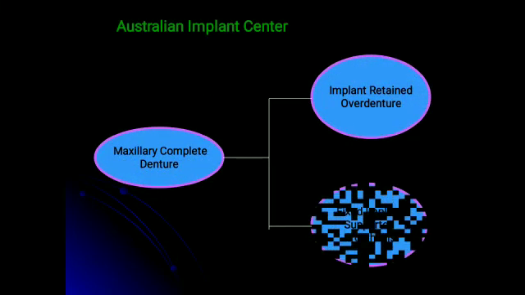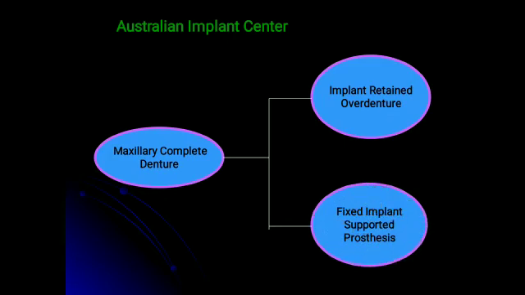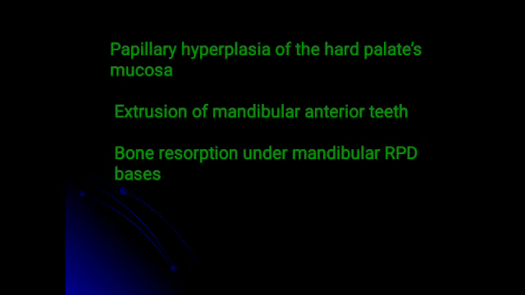According to Australian Implant Center, the maxillary complete denture resorption is related to the implant-retained overdenture or fixed implant-supported prosthesis. Signs include papillary hyperplasia of the hard palate mucosa, extrusion of mandibular anterior teeth, and bone resorption under the mandibular removable partial denture.